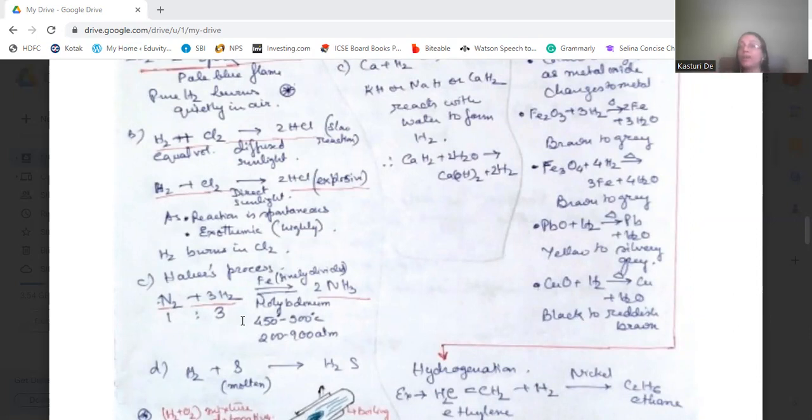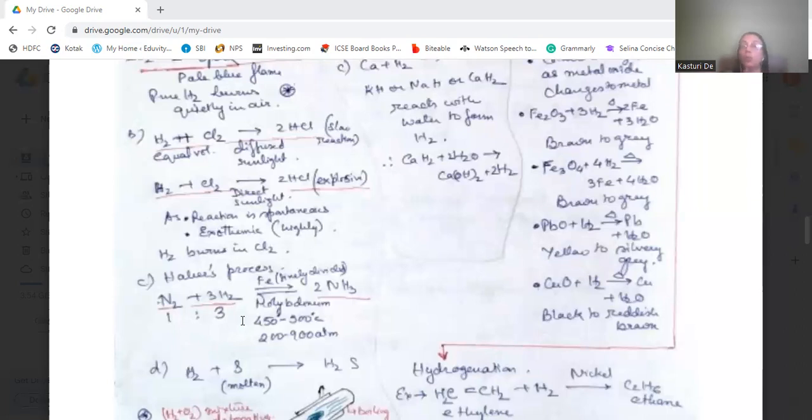Now, hydrogen combines with nitrogen. That is, 3 parts of hydrogen combine with 1 part of nitrogen in the presence of finely divided iron as catalyst and molybdenum as promoter, under a temperature of 450 to 500 degrees centigrade and 200 to 900 atmospheric pressure to form what? To form ammonia. This is Haber's process.